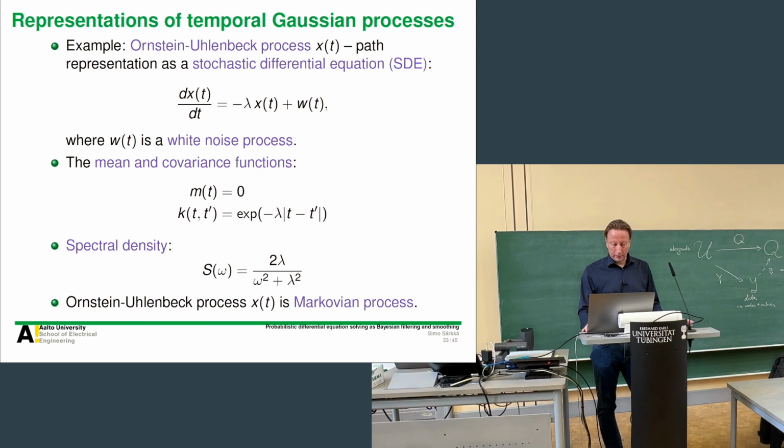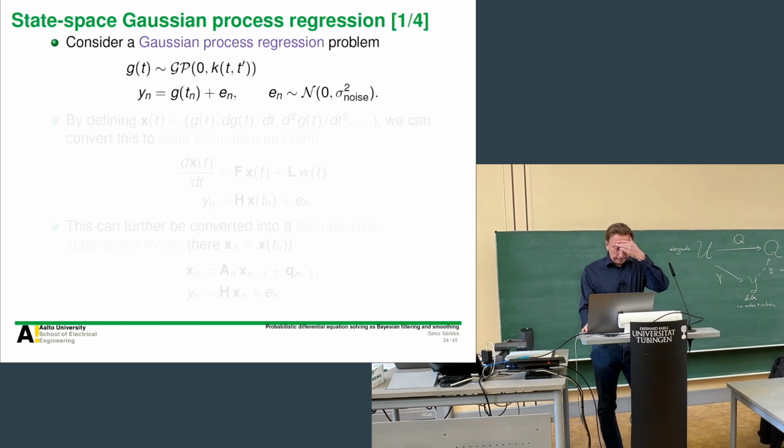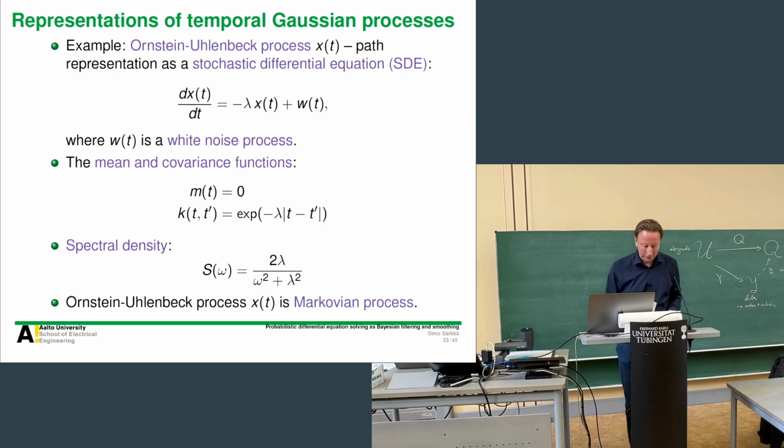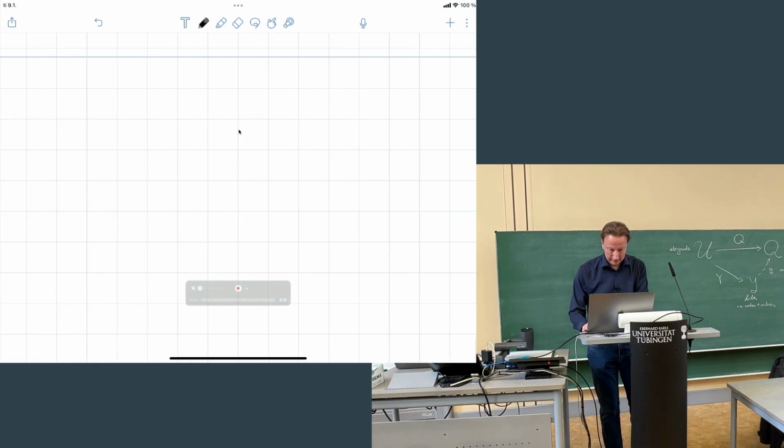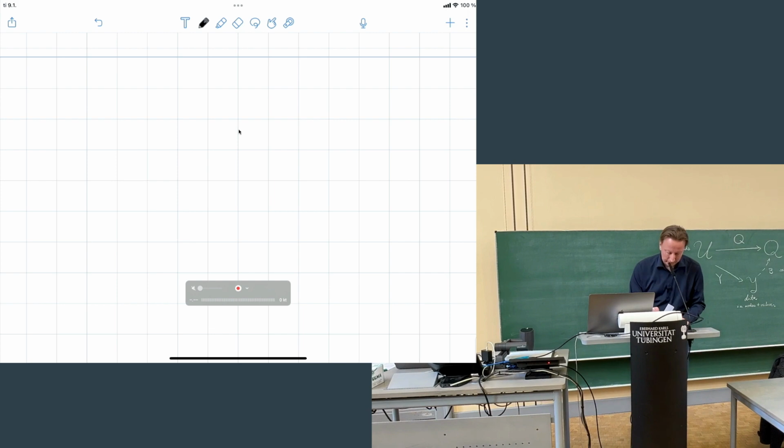But yes, so we can now generalize this. Well, what would be the GP regression solution for this one? I can reveal the story lines.